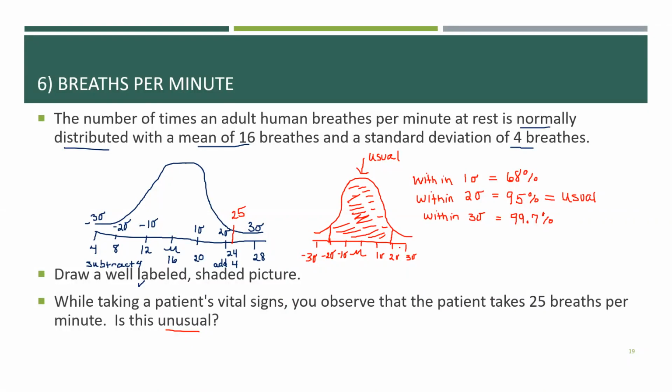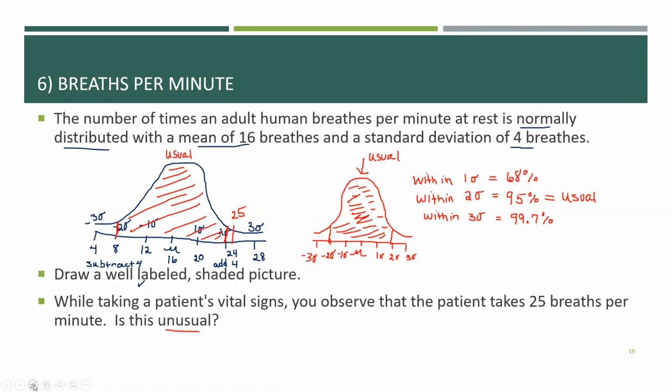So comparing my image based on the empirical rule with my image that I drew for this question, I would have a usual section here from 24 breaths down to 8 breaths. So this section is what I'm going to shade. This section is usual. So average is 16. Some people breathe more than average, some people breathe less than average, but that section is usual. Now I want to focus on the place where I marked my specific patient.